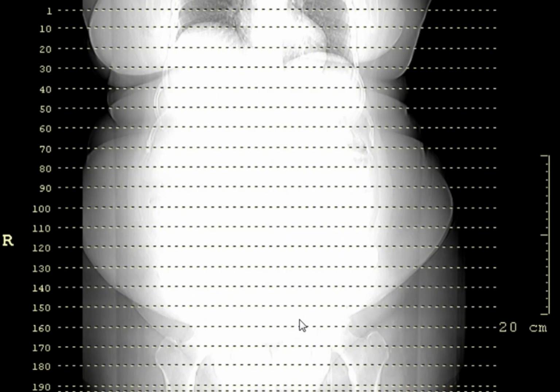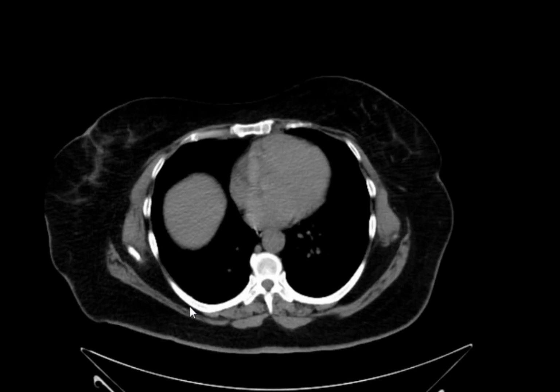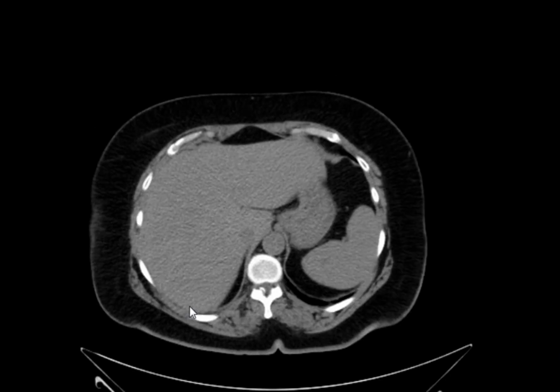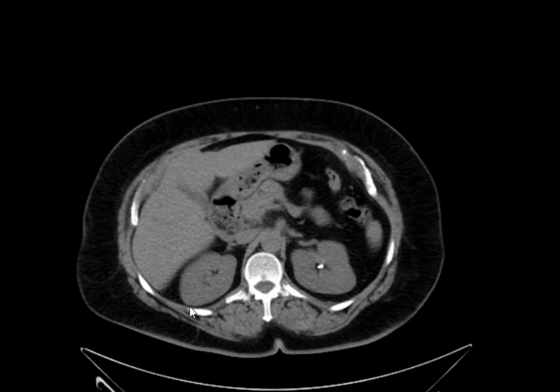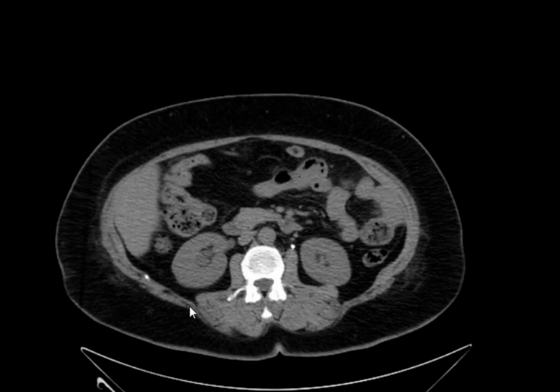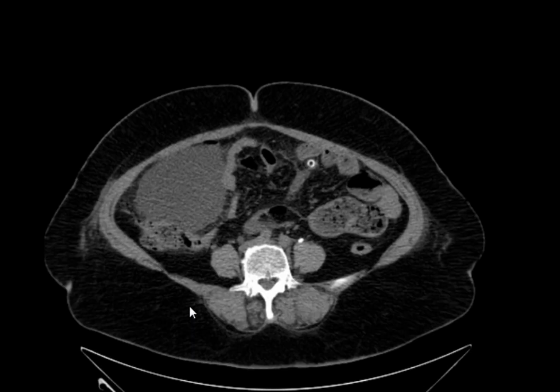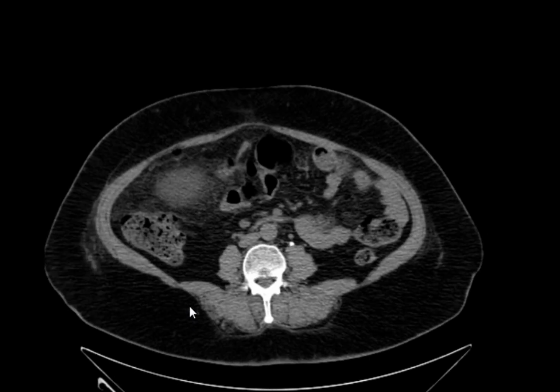Still, a 49-year-old presented with free fluid in the abdomen following hysterectomy. So CT scan is recommended, CT abdomen and pelvis. After hysterectomy, yes.